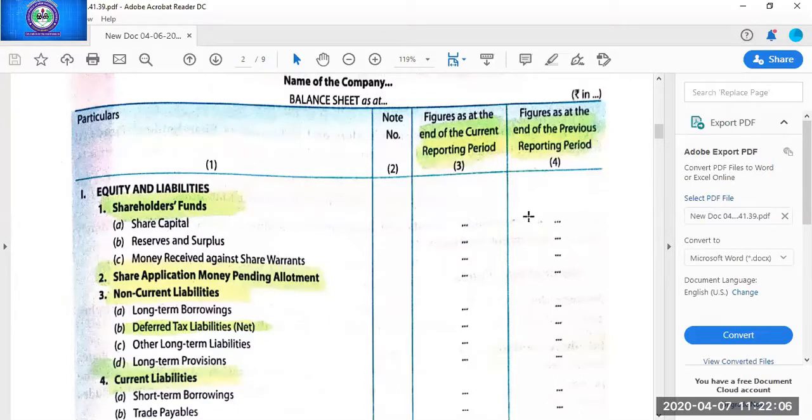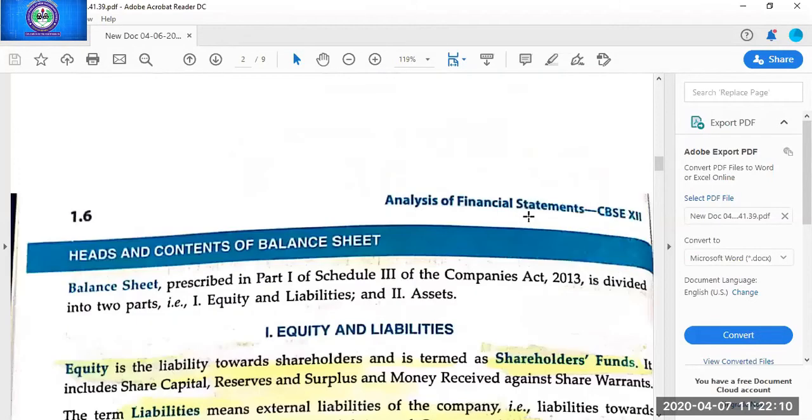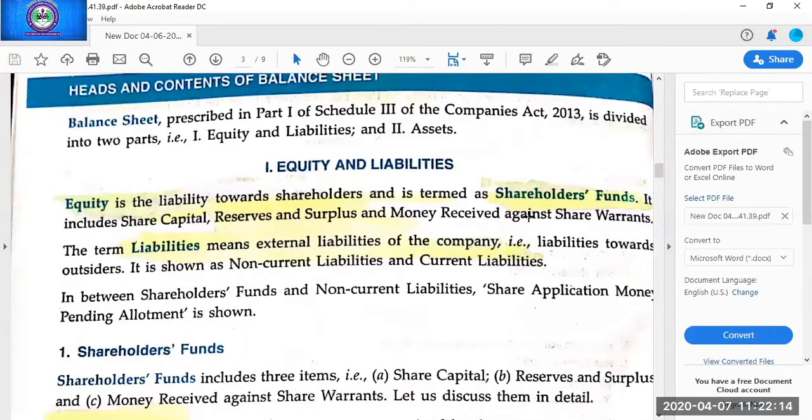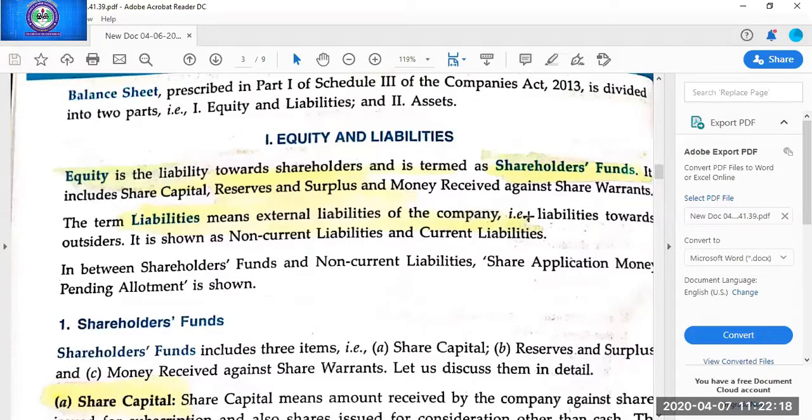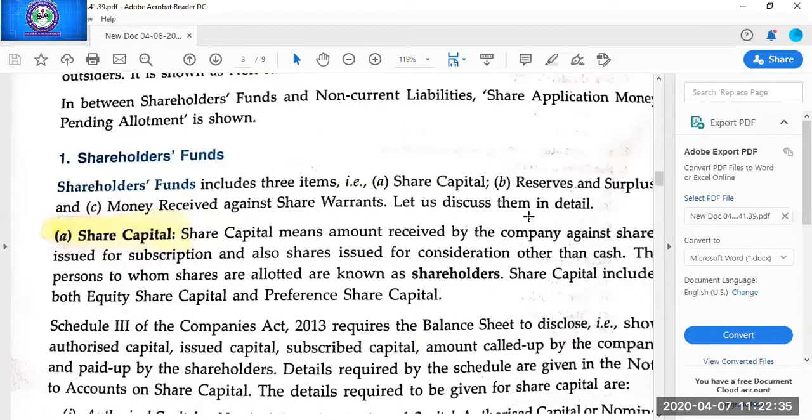Okay. So now the next part, which is reserve and surplus. Shareholder funds include share capital, reserve and surplus, and money received against share warrants. These 3 parts are the subheads of shareholder funds, as I told you earlier. So need not go into the detail of the share capital.